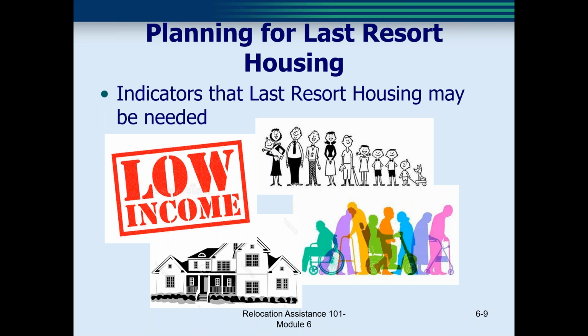If you have elderly displacees, you need to ask the questions: do they need one floor living? Can they not go up and down steps? And one of the most important things is you need to find out how long they have occupied. You need to know if they are less than 90 days. If they have occupied less than 90 days, then you're going to have last resort housing.